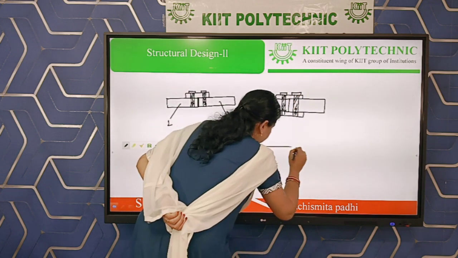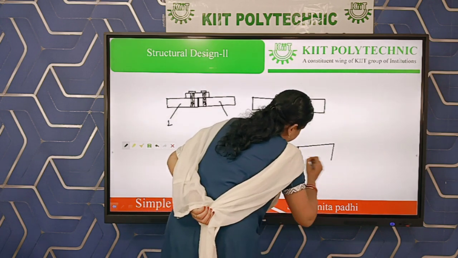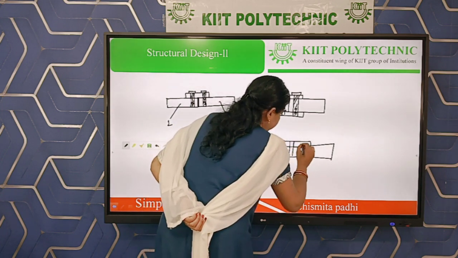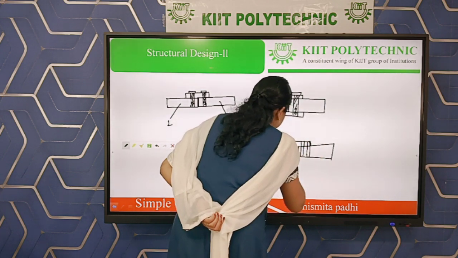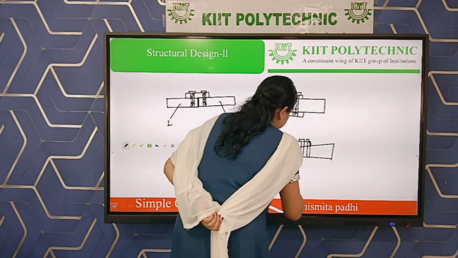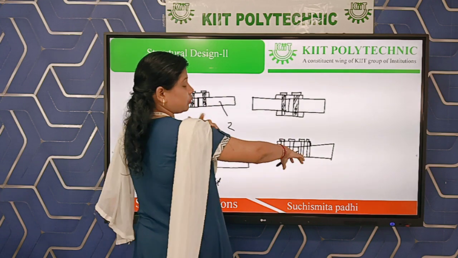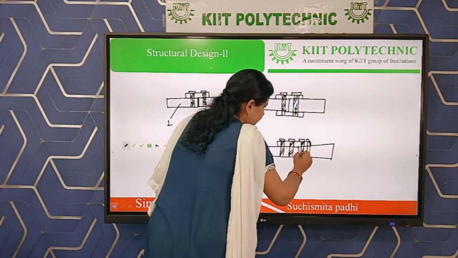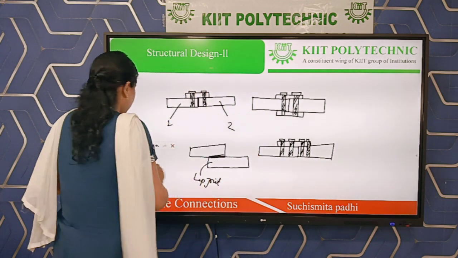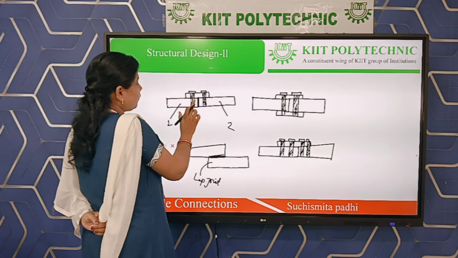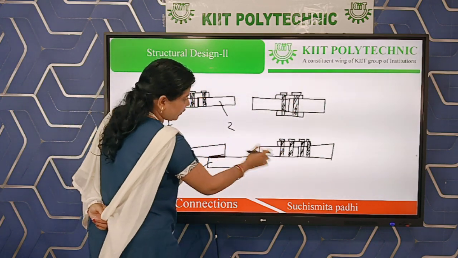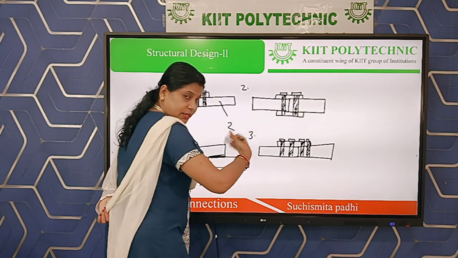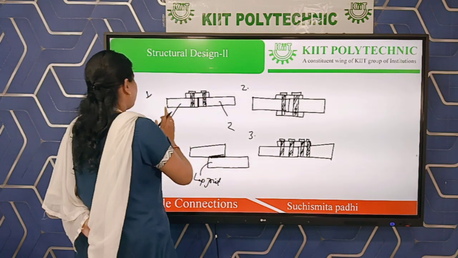Another two butt joints are there. This is single cover with double bolted, because on one side we are providing two bolts. That's why single cover, double bolted. And the last one is double cover, double bolted. This is single cover, single bolted, then double cover, single bolted, and the third one is double cover, double bolted.